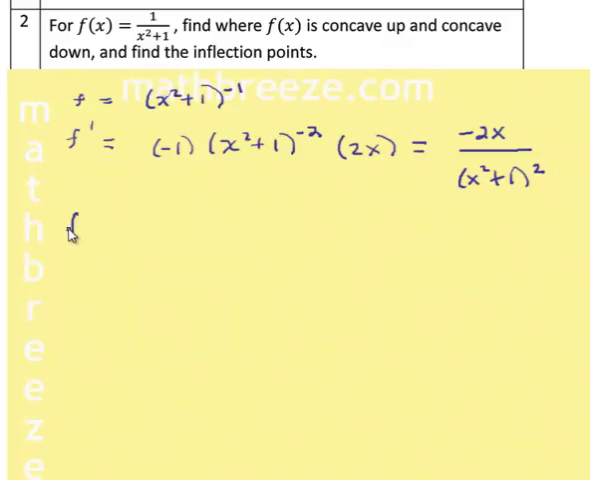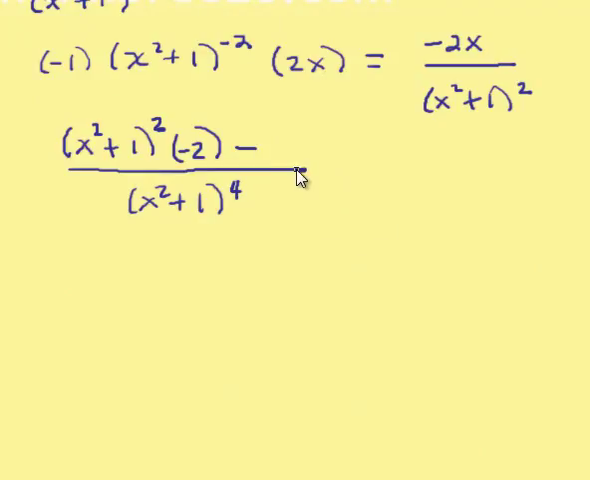And now the second derivative, that's the one we need. We'll do a quotient rule there. Square the denominator, and we have x squared plus 1 to the 4th. In the numerator, x squared plus 1 squared times the derivative of the numerator, that's minus 2. Subtract the derivative of the denominator, that would be 2 times x squared plus 1 to the 1 times 2x, times the numerator.